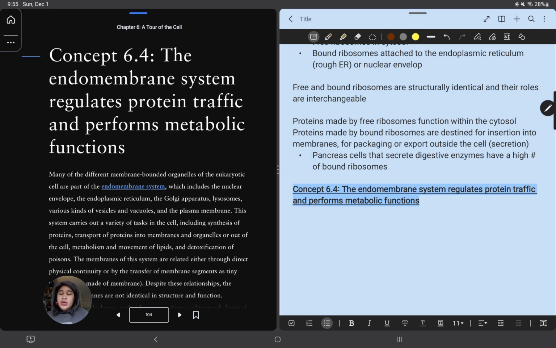The endomembrane system regulates protein traffic and performs metabolic functions.